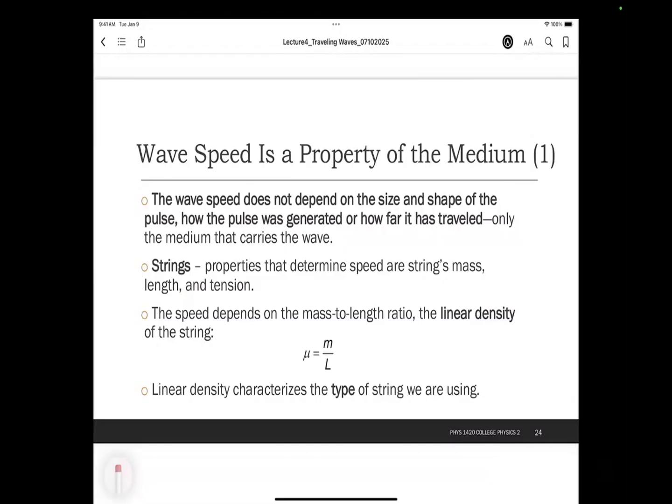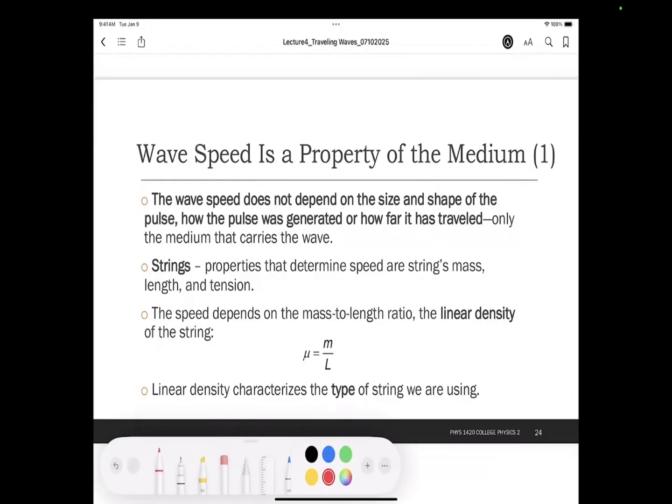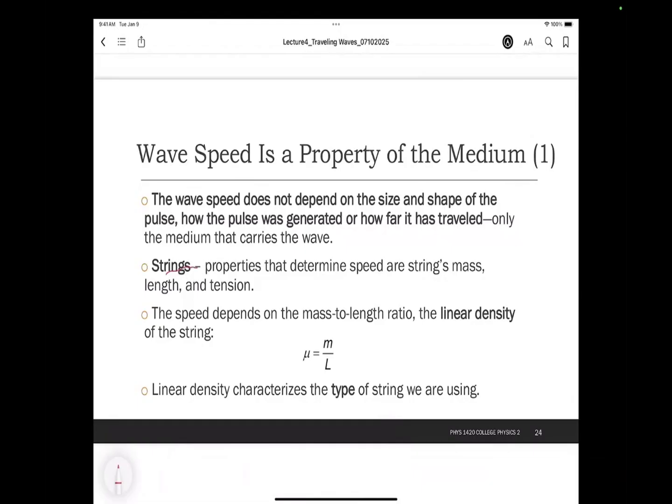Here we talk about the string. The properties that determine speed are the string's mass, length, and tension. Actually, the string's mass and length decide the linear density. The speed depends on the mass to length ratio. We call it the linear density of the string, and we use this equation to represent linear density.